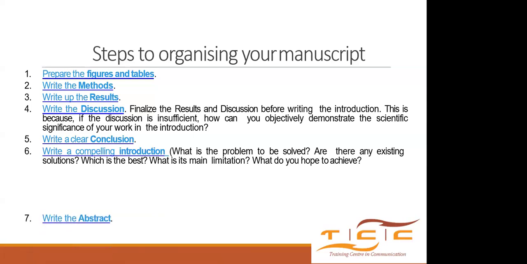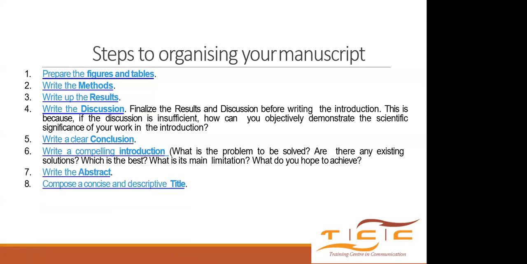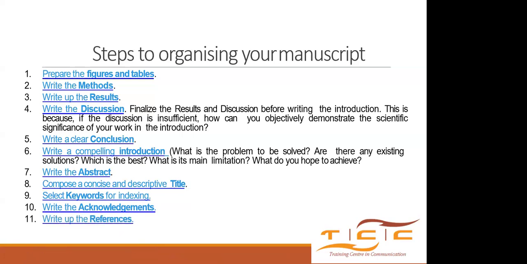Then write an abstract. After that, compose a concise and descriptive title. You see where the title is coming. You could have been working with a title, but now you are reading through the whole paper, asking yourself, how do I put a title that captures everything that is in this paper? Then select keywords for indexing. We've talked about that. Then write the acknowledgements, write the references, and then submit your paper. It's that simple. Thank you so much for this.